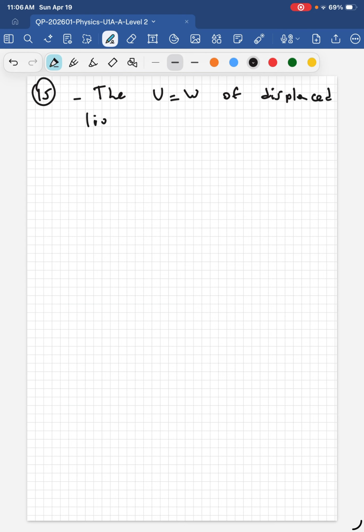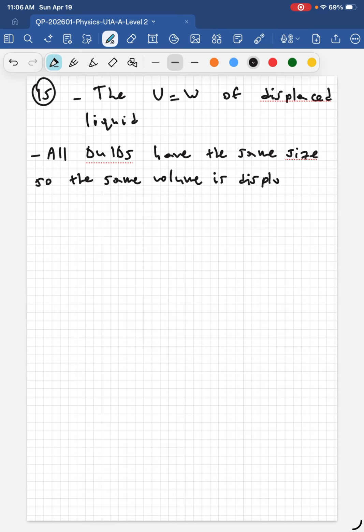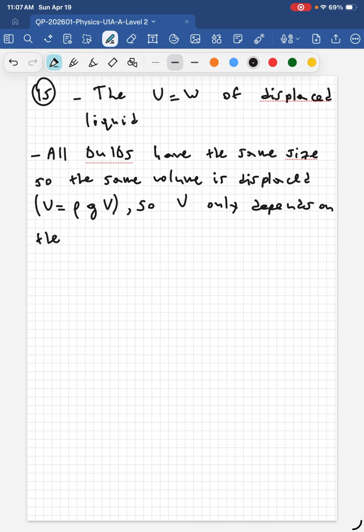Let's begin with that. So all bulbs have the same size. So the same volume is displaced, which is equal to, upthrust is rho g V. So U, the upthrust, only depends on the density of the liquid.